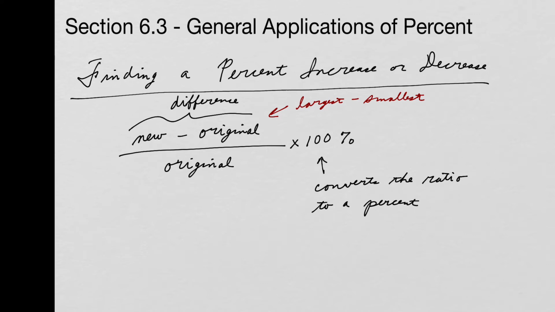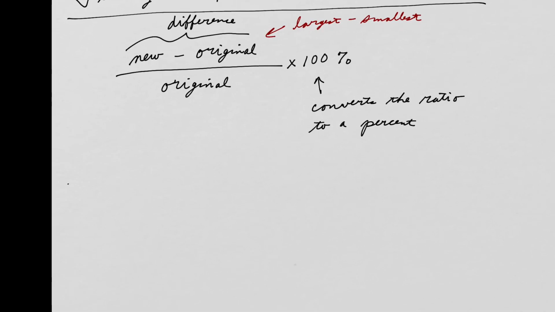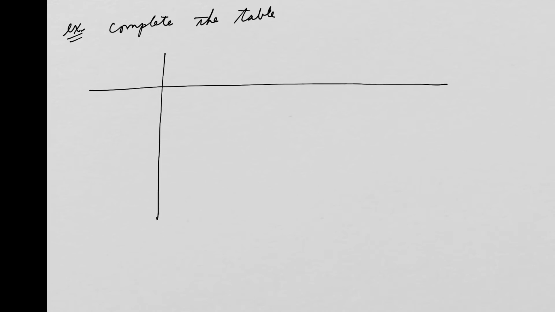So here, let's do some examples. Actually, I'll start off with just numbers in a table. Let's say we want to complete this table. So I'm going to give you the original value, the new value, and then we want to find the percent increase or decrease.